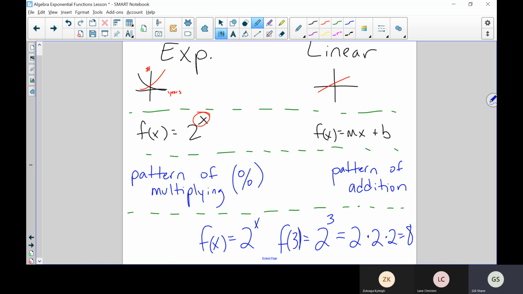Now, if I ask you to evaluate for when x equals 3, that's what this means. You're just plugging 3 in for x. So I plug in 3 where x was here and where x was here. So it becomes 2 to the third. I then do the math on that. 2 times 2 times 2 is 8. So that's what evaluate would mean. You just plug in the value of x, and then you do the math.